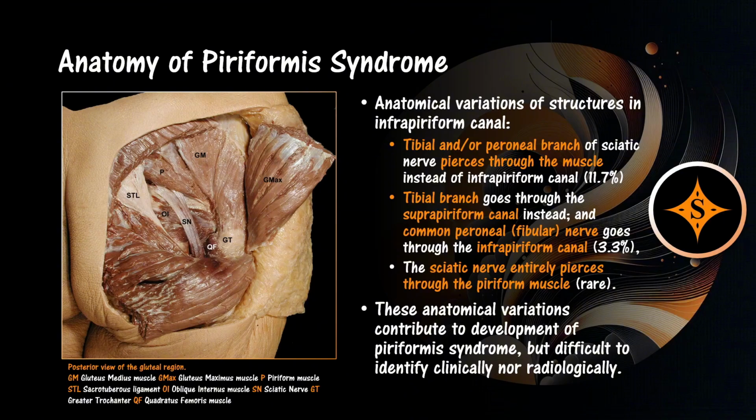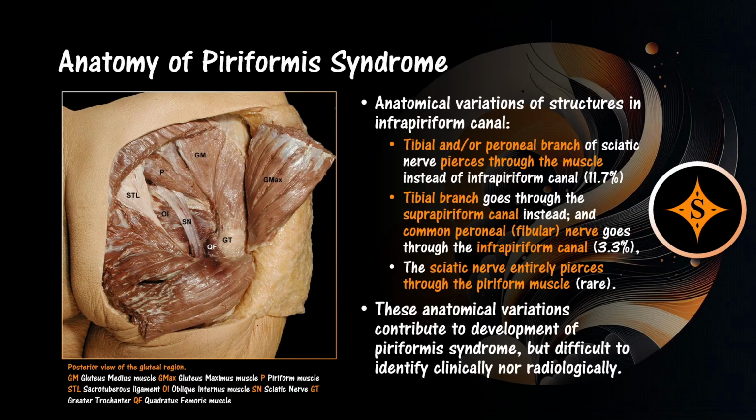However, there are anatomical variations of these structures that go through these canals. The structures that go through the infrapiriform canal have some variation, in which the tibial or fibular, the other name of fibular is peroneal, branch of the sciatic nerve actually pierces through the muscle instead of going through the infrapiriformis canal, and this is present in about 11% of the population.